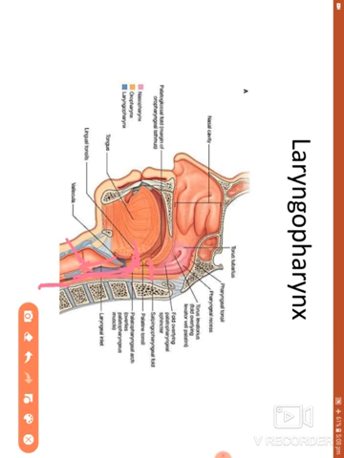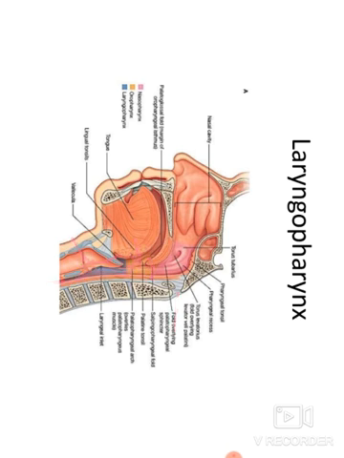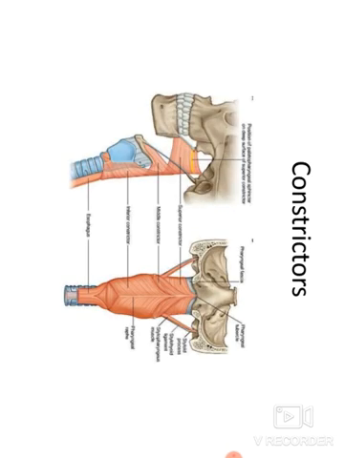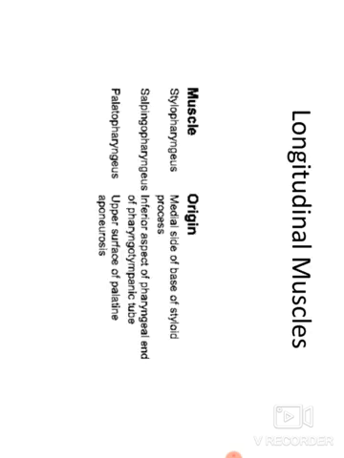So these constrictors act as depressors of the pharynx, which help to pull the bolus down from the pharynx to the esophagus. Then the longitudinal muscles act as elevators, which help to receive the food. That's about the muscles of the pharynx and their action.